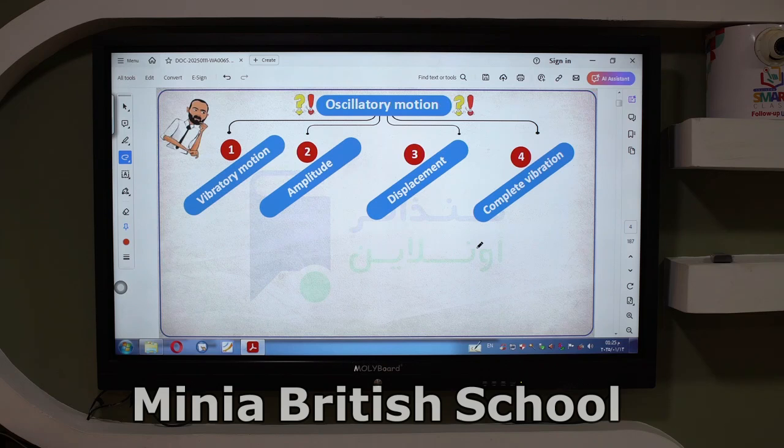Oscillatory motion. We can classify the oscillatory motion into four important concepts. Like what? Like vibratory motion, amplitude, displacement, and complete vibration. What is the difference between these four concepts?